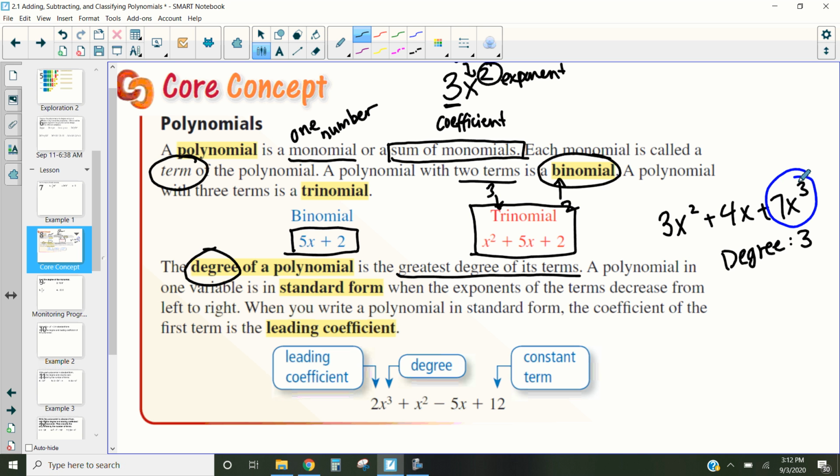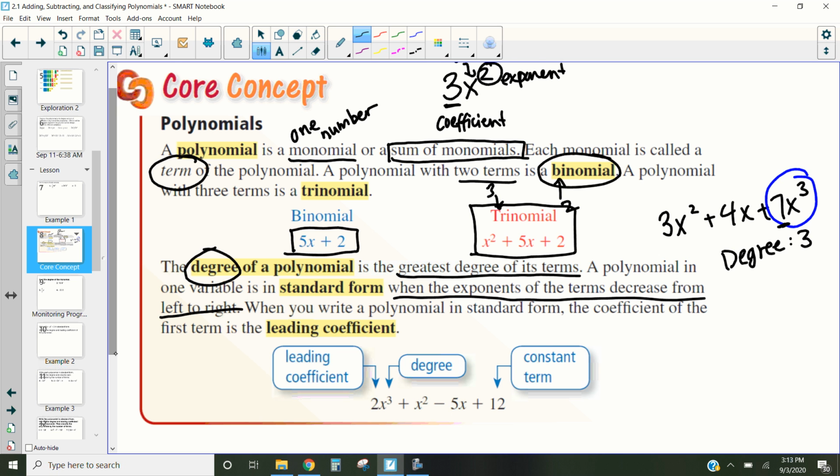So that is how we're going to identify them by degrees. When we find that degree, the number in front of it, so this 7 in this case, is called our leading coefficient. The leading coefficient is always attached to the monomial that has the highest degree. Now, notice how it's not in the front of this polynomial here. That's because this polynomial is not written in standard form.